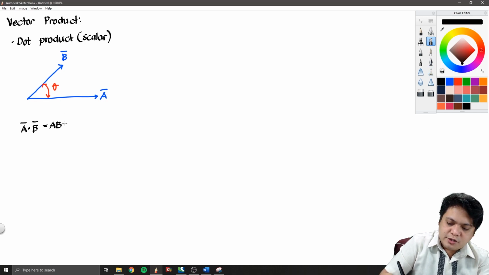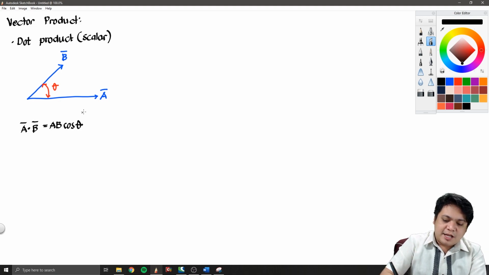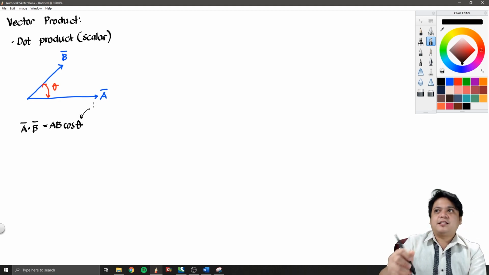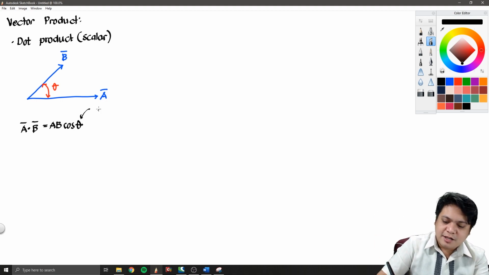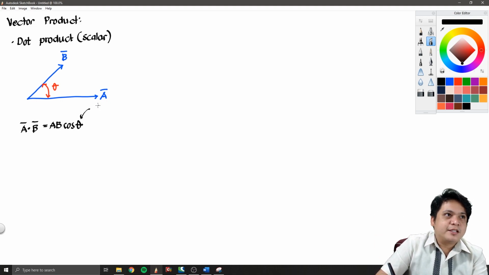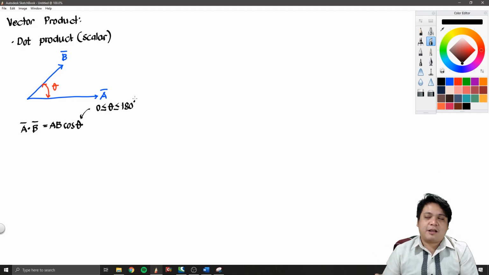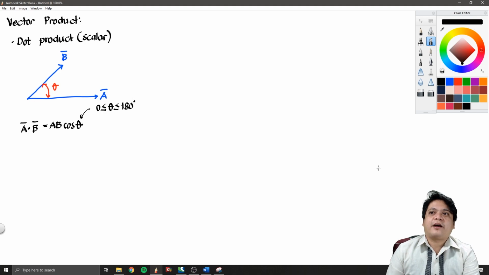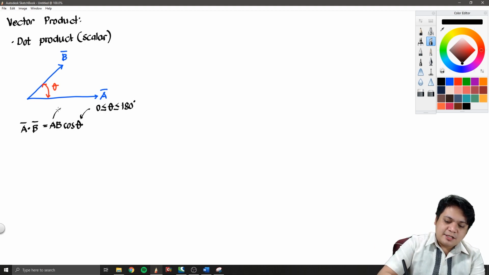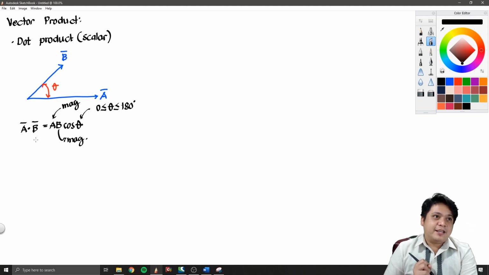So this is cosine of theta. Again, as I said earlier, theta should not exceed 180 degrees, meaning it is from 0 to 180 degrees. So that is your theta, and this is the definition of the dot product. Again, this is a scalar. This is already a magnitude, and this is also a magnitude, but these two are still in ijk.